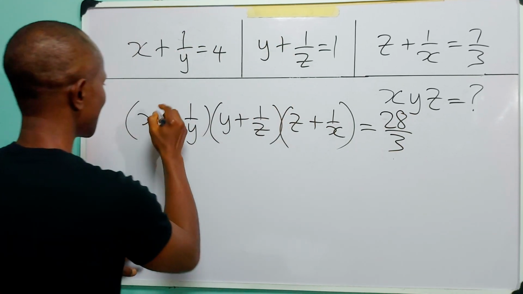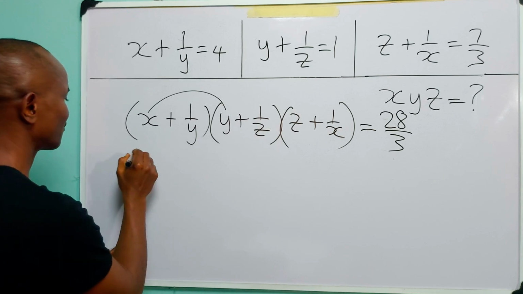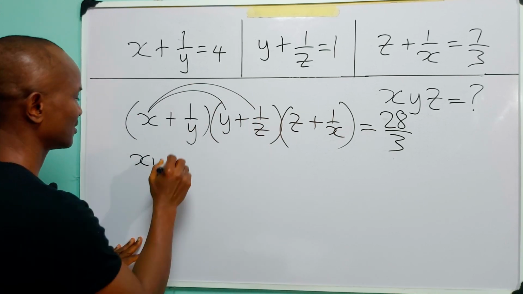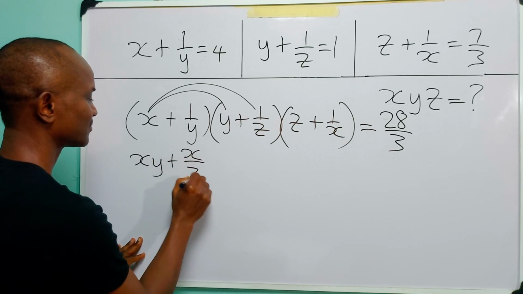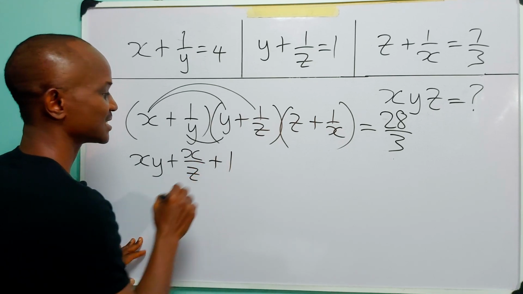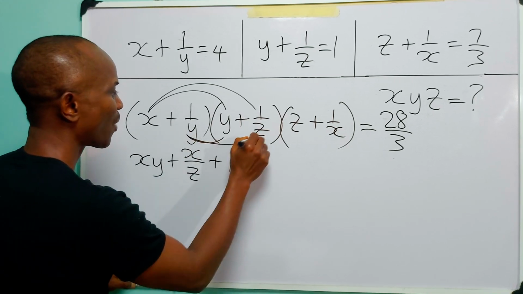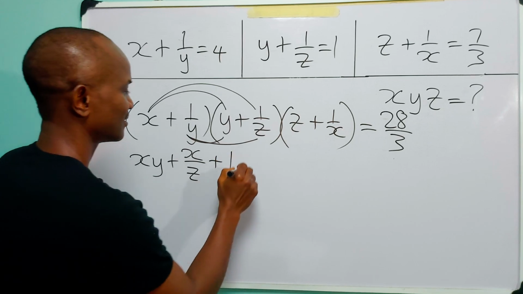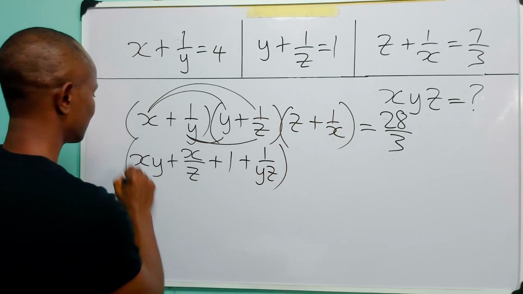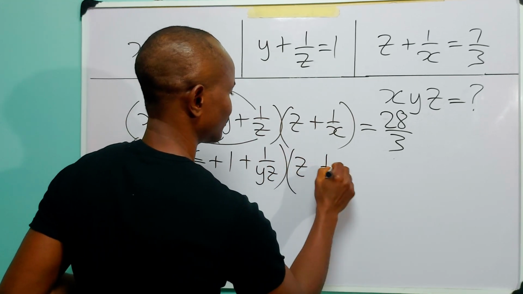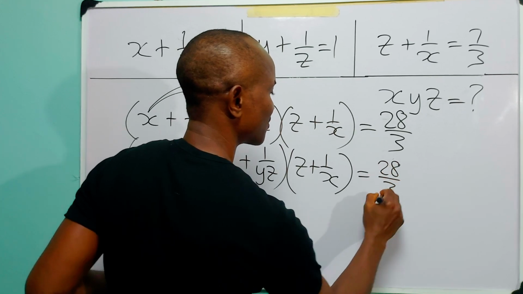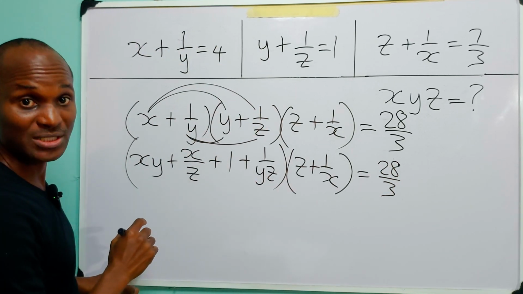Now, opening this bracket, we have x times y, which of course is equal to xy. We have x times 1 over z, which is x over z. We have 1 over y times y, which of course is equal to 1. And we have 1 over y times 1 over z, which is equal to 1 over yz. This is equal to 28 over 3. We continue with our multiplication.